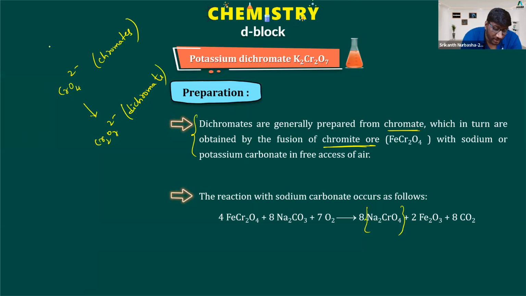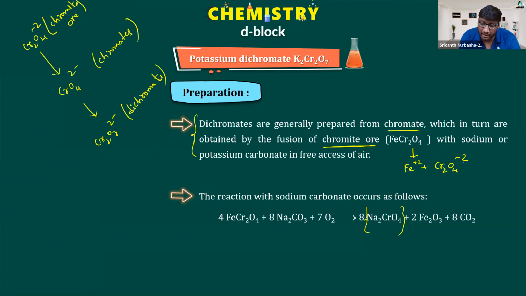And how are these chromates obtained? They are actually obtained from chromite ore. This is your chromite ore, chromite ore of iron, FeCr2O4. FeCr2O4 dissociates to give Fe plus 2 and Cr2O4 minus 2. That is your chromite ore.